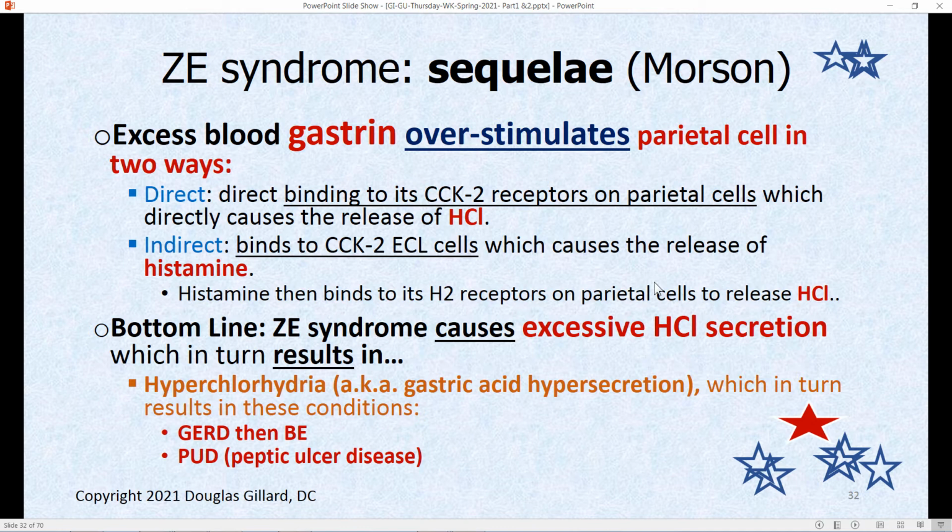Alright, so bottom line is people with ZE syndrome get huge oversecretions of hydrochloric acid. What does that mean? What's the word for that? That's called hyperchlorhydria, or you could say gastric acid oversecretion. They're not going to say that. They're going to say hyperchlorhydria. Too much acid in the stomach can cause two familiar things. GERD, especially if you have a loose lower esophageal sphincter, and it can burn a hole in your stomach and cause a peptic ulcer.